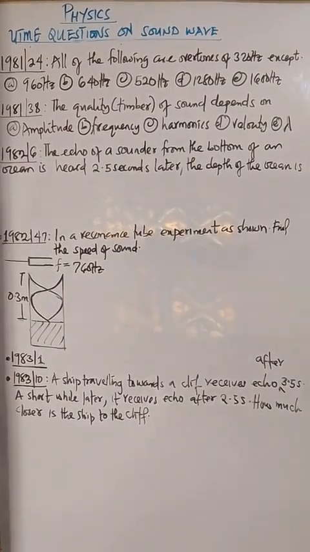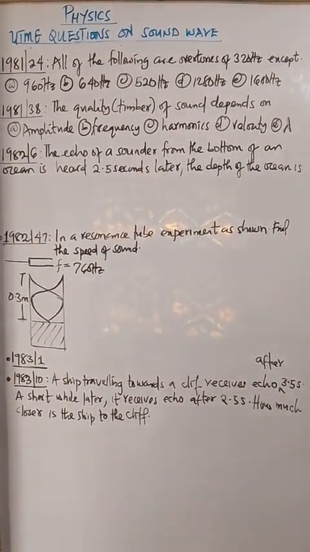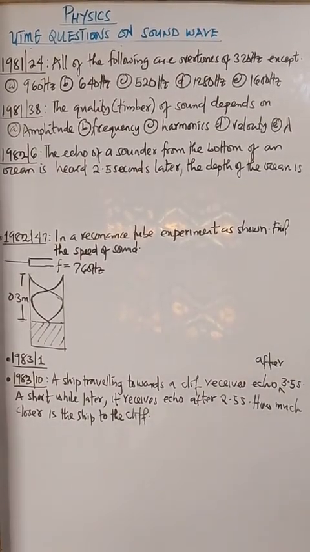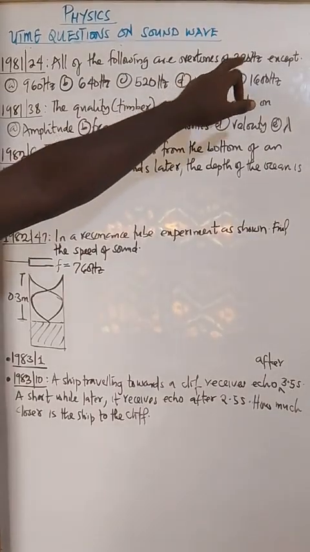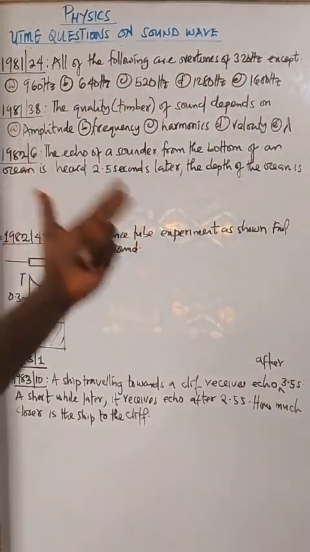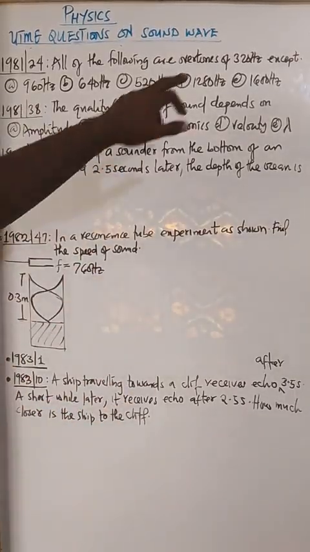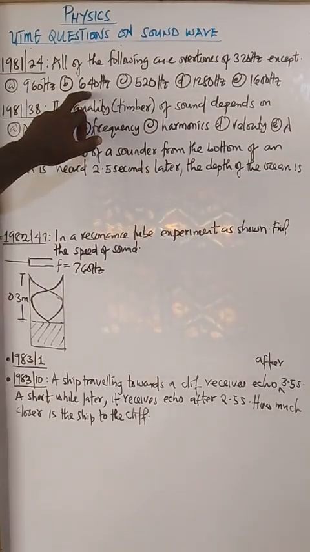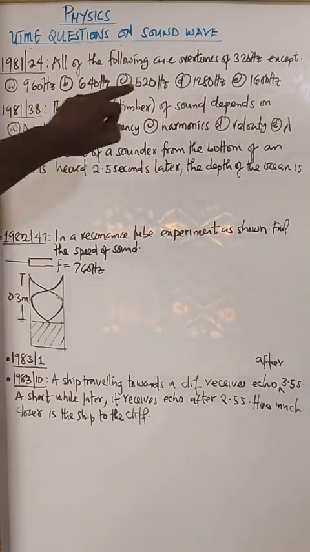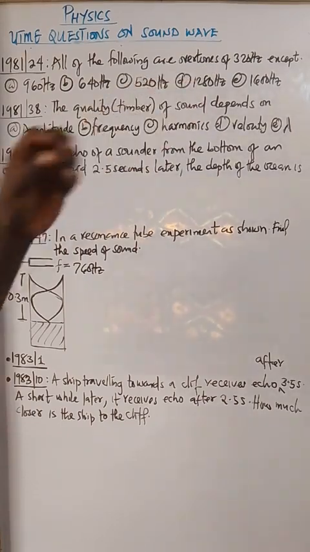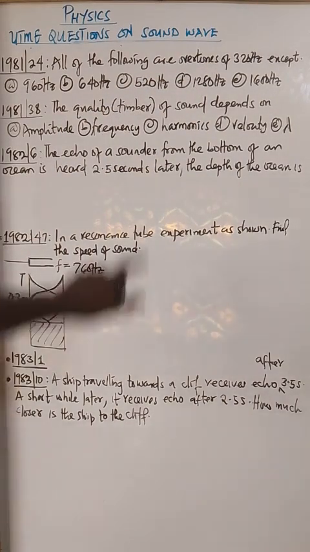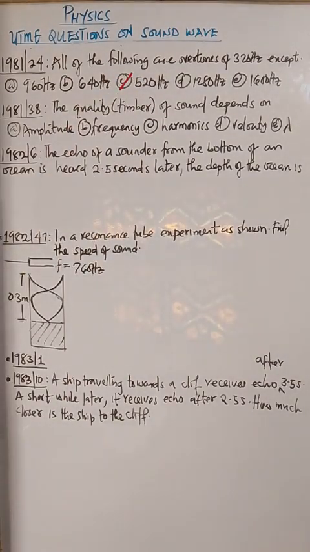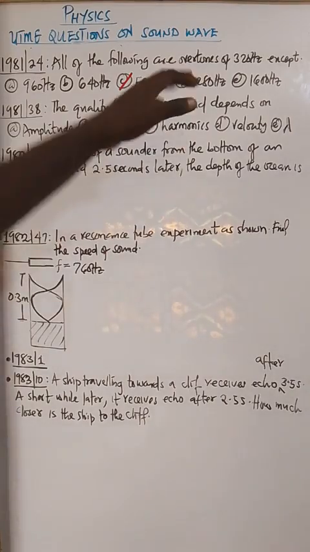Okay, next question. All of the following are overtones of 320 Hz except, so what are overtones? They are the multiples of the fundamental note. Let's assume this is the fundamental note. So the overtones of 320 will be 320 times 1, times 2, times 3, times 4, meaning multiples. If we divide 960 by 320, we get 3, so this is the second overtone. If you divide 640 by 320, you get 2, the first overtone. If you divide 520 by 320, you won't get a whole number, you get a decimal. So it means this option C is not part of the overtones, and that's the answer. 520 is not part of the overtones of 320.